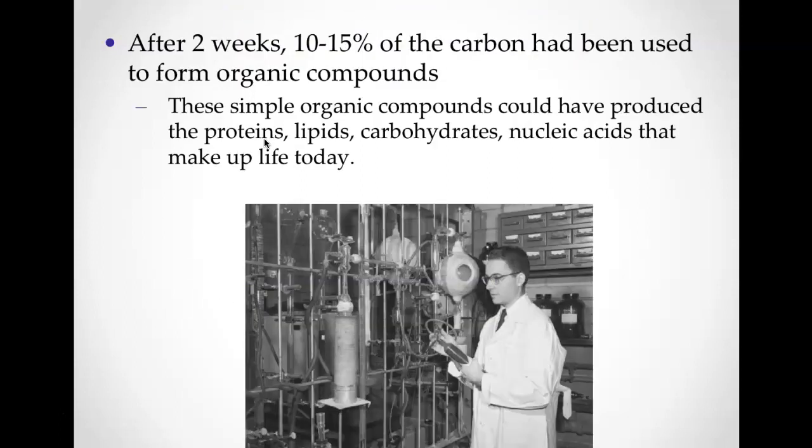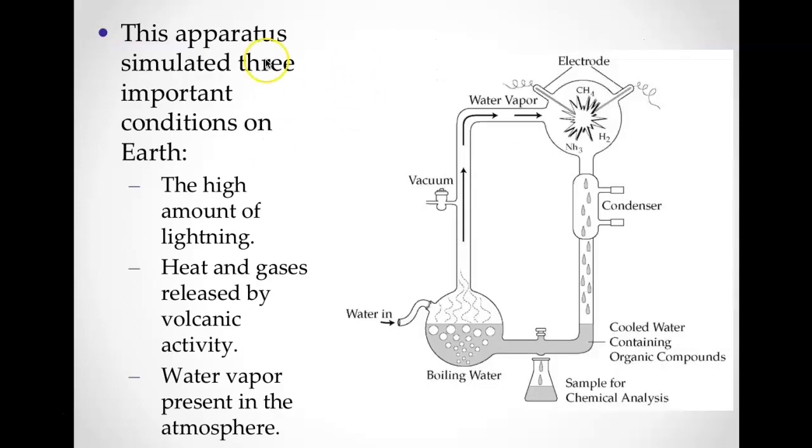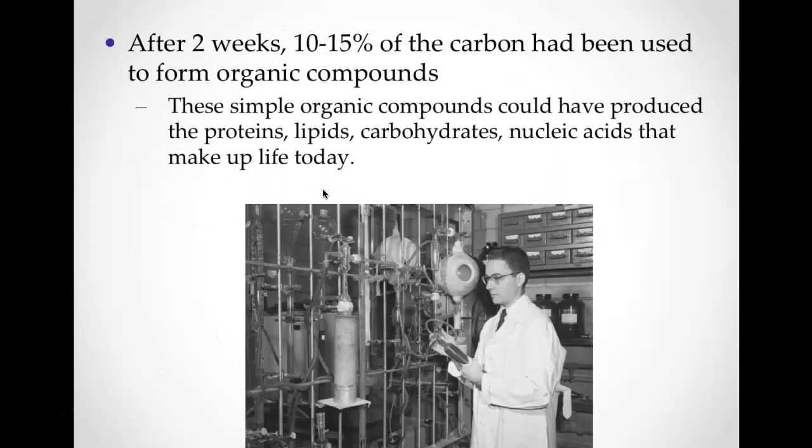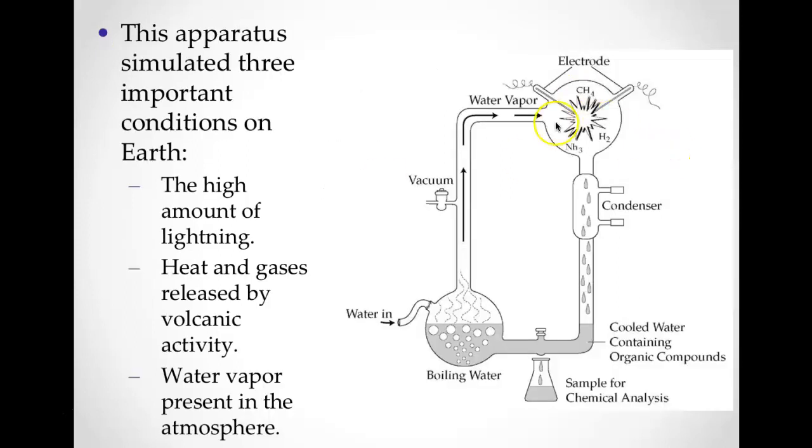And so it was assumed that this is what early Earth looked like and that the conditions were there in order to make organic compounds. That could happen. And so what purpose did the lightning serve? I know I keep going back, but what purpose did the lightning serve?